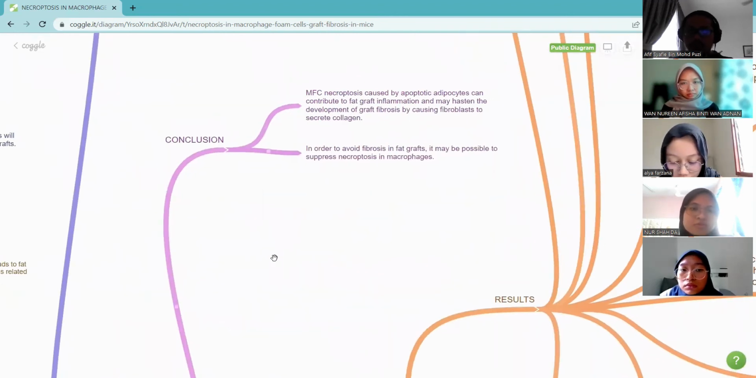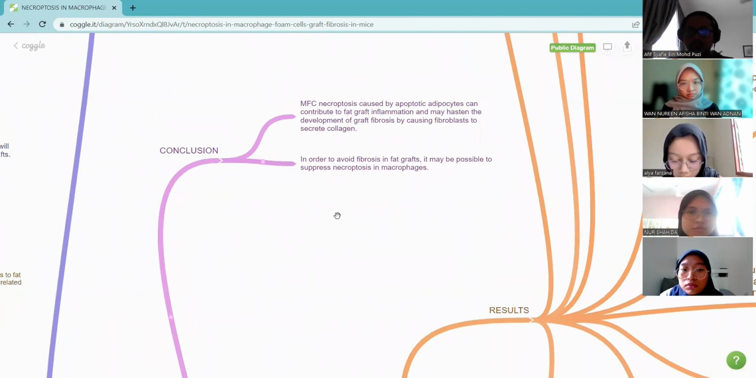In conclusion, MHC necroptosis caused by apoptotic adipocytes can contribute to fat graft inflammation and may hasten the development of graft fibrosis by causing fibroblasts to secrete collagen. And lastly, in order to avoid fibrosis in fat grafts, it may be possible to suppress necroptosis in macrophages.